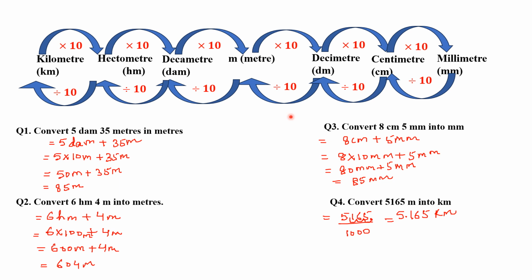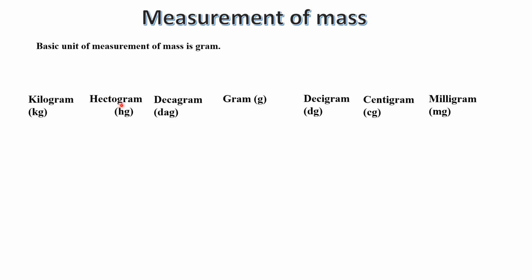Now next we will see measurement of mass. So the basic unit of measurement of mass is gram. So now the metric conversion will be kilogram, hectogram, decagram, gram, decigram, centigram and milligram. So now here again, if you have to convert bigger unit to smaller unit, you have to multiply it by 10 in each step when you are moving to the right side. So kilogram to hectogram, if you have to convert, multiply by 10. Hectogram to decagram, again multiply by 10.